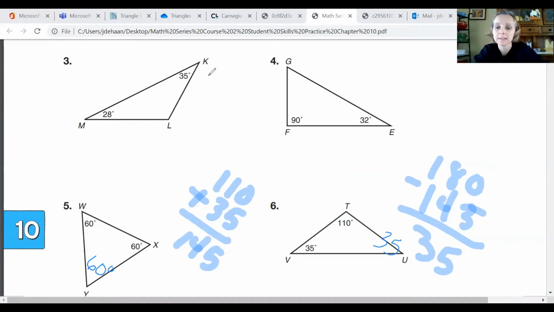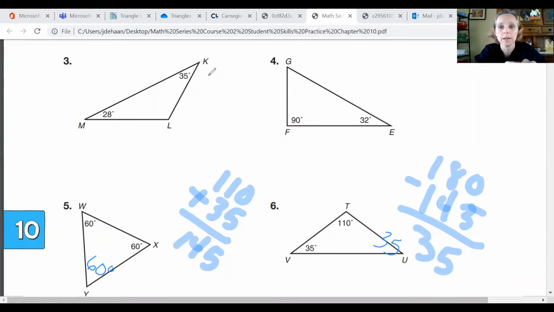And that makes sense. I could double check that and say, okay, let's add up the three angles. 35 plus 35 is 70. 70 plus 110 is 180. So that's a good way. You should always check and make sure you did those correctly. Add up the three angles after you think you found the missing angle, and they should always have a sum of 180 degrees.